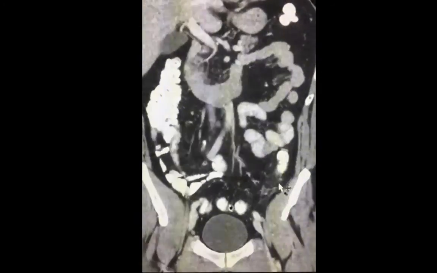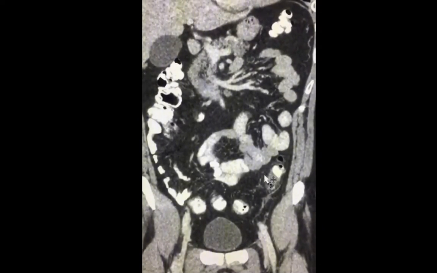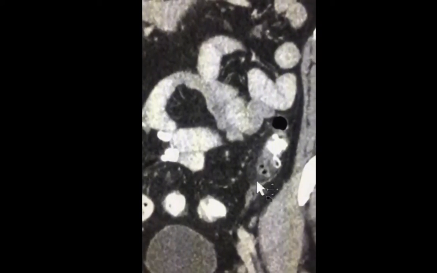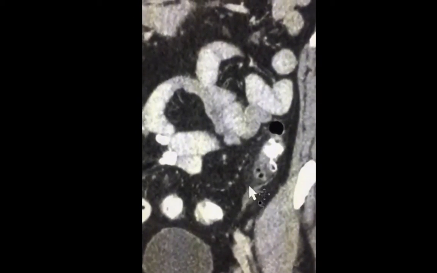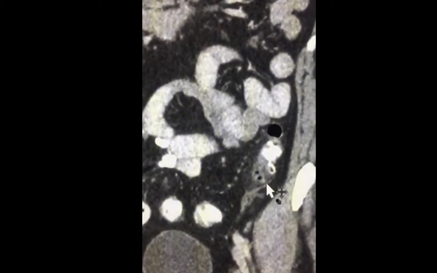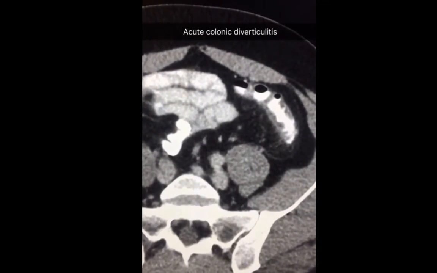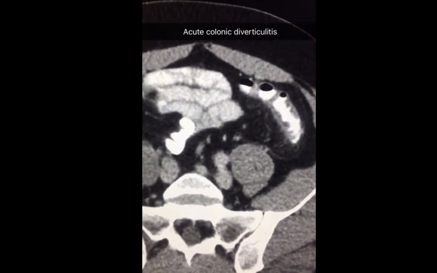Now that you're an expert, you notice that there is fat stranding around the same area of abnormality. More experienced people might have noticed that you have thickening along the fascia of the abdomen, which goes along with inflammatory fluid tracking there. All in all, this is a case of acute diverticulitis.